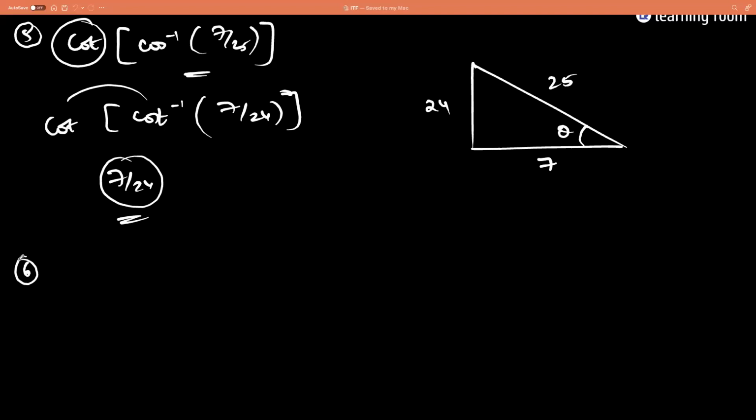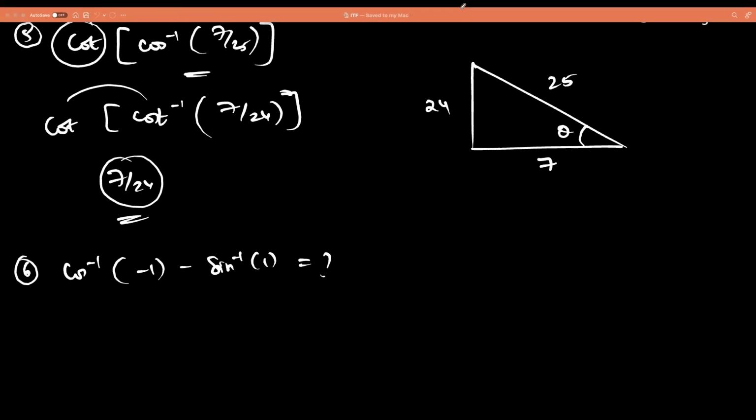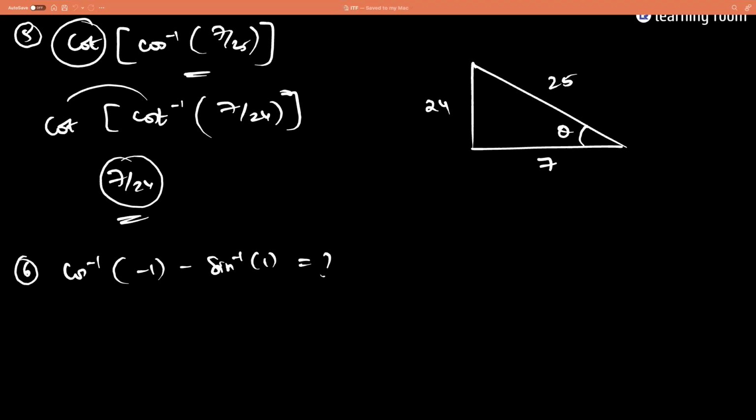6. So the value of cos inverse of -1 minus sin inverse of 1 is equal to how much? Pi by 2, sir. Pi by 2, there is an option, but how did he get it? I don't know whether that is right or wrong, but how did he get it? Cos inverse of -1 is? Pi. Pi minus sin inverse of 1 is? Pi by 2. Correct. Pi by 2 is right.